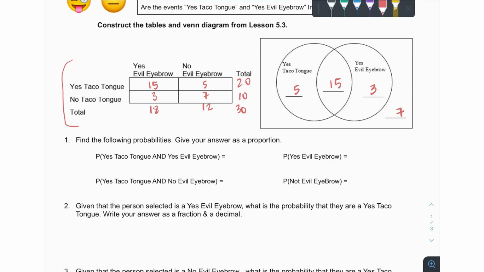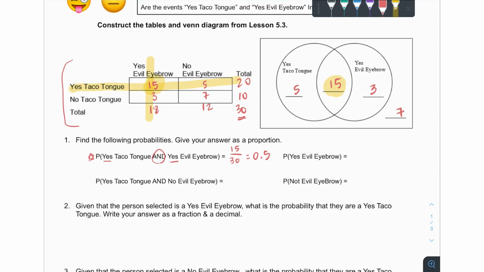In number one, we are finding the probabilities listed below. This first one, we are finding the probability of yes taco tongue and yes evil eyebrow. As we talked about last time, when we have an "and," we just look at where those two things intersect on the table. That would be right here. In the Venn diagram, we're looking at where the two circles intersect, which is the 15. So that probability would be 15 out of the total number of people, which is 30. So 15 out of 30 is 0.5.